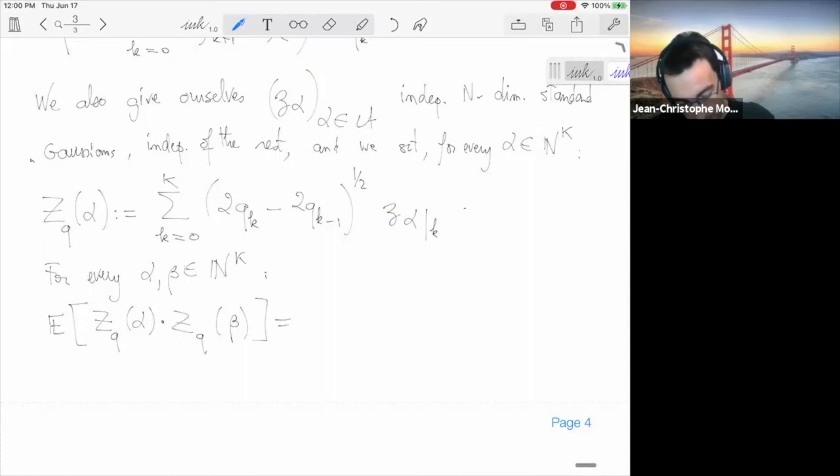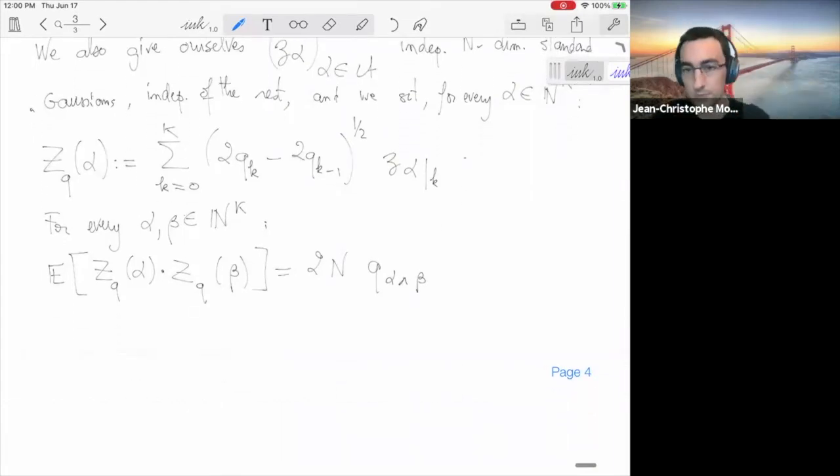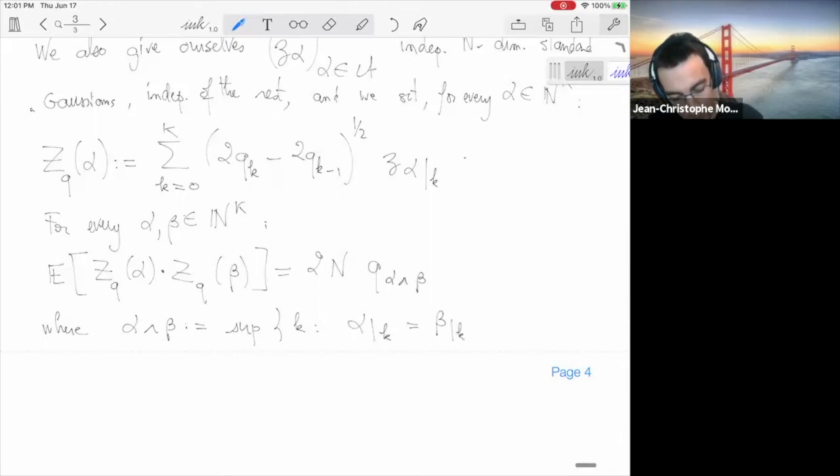So what we will get here is 2n, n because it's the dimension, times q of alpha wedge beta, to denote the common ancestor of alpha and beta. So it's just the depth at which things separate, where alpha wedge beta by definition is the sup over k of k such that alpha restricted to the kth level is equal to beta restricted to the kth level.